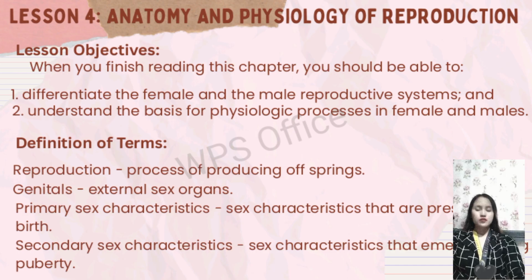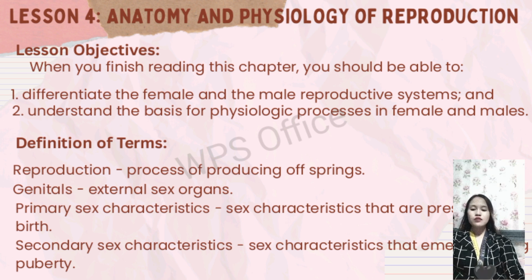Anatomy of reproduction. Lesson objectives. Differentiate the female and the male reproductive systems and understand the basis for physiologic processes in female and males. Definition of terms. Reproduction, process of producing offsprings. Genitals, external sex organs. Primary sex characteristics that are present at birth. Secondary sex characteristics that emerge during puberty.